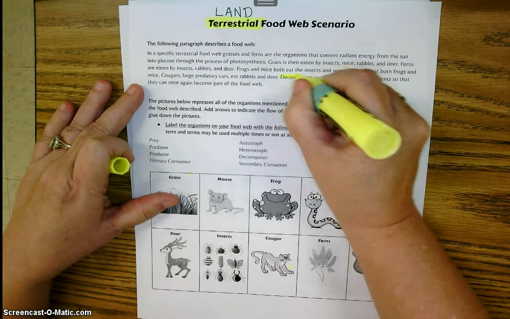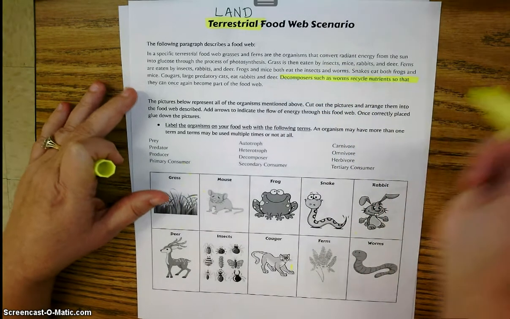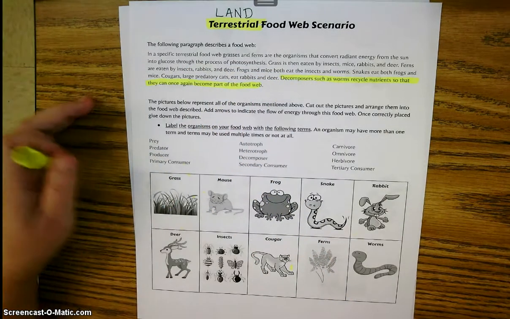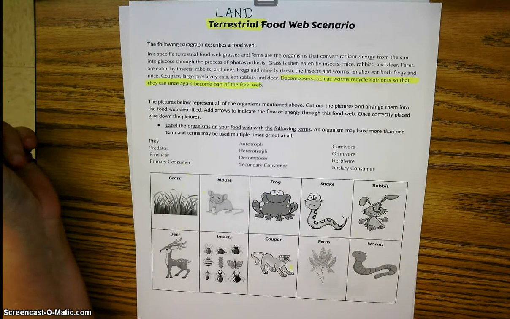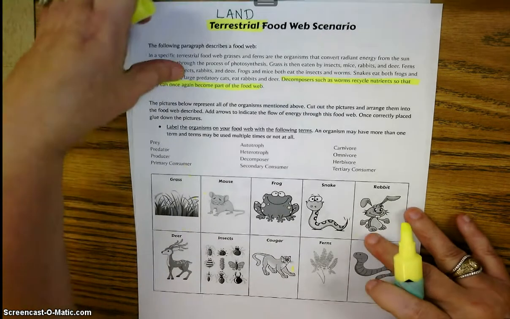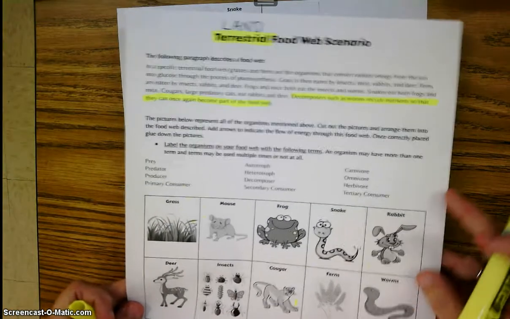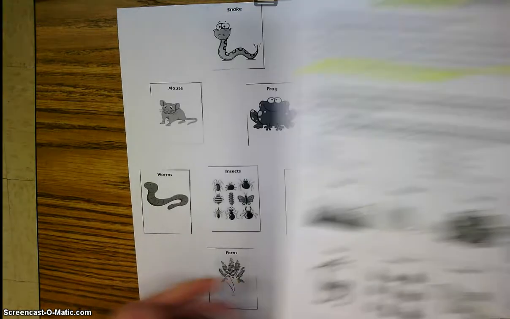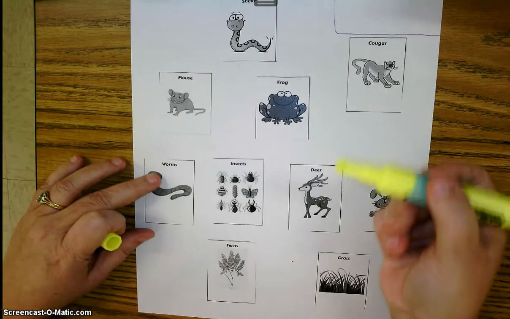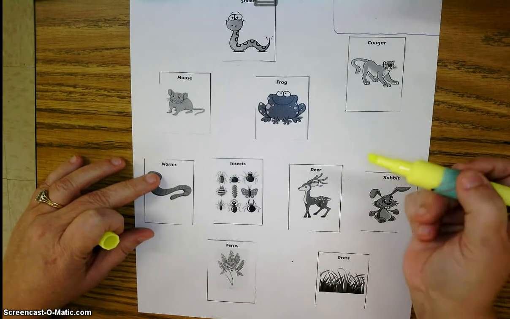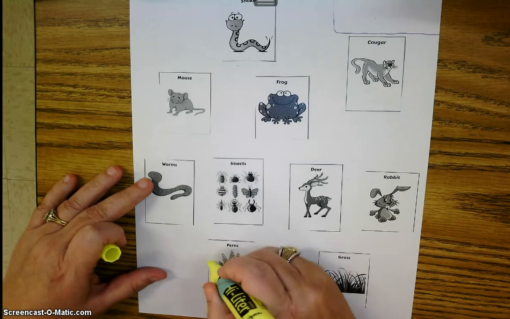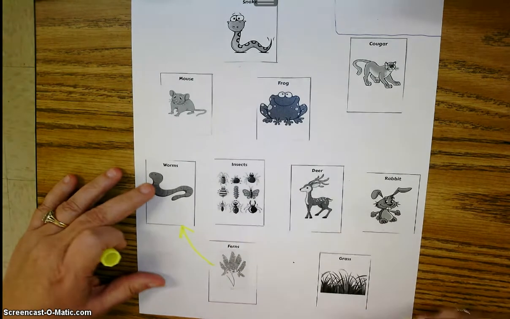Decomposers, highlight, decomposers such as worms recycle nutrients so that they can once again become part of the food web. So, since it is rather confusing to have all of the organisms, when they die, have energy going into the decomposer, which is the worm, we're going to use a yellow highlighter, not green, not red, not any other color, yellow, and we're going to show that after the fern dies, the energy goes into the worm.